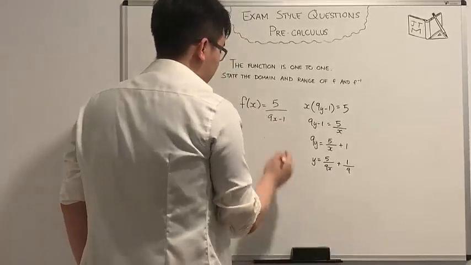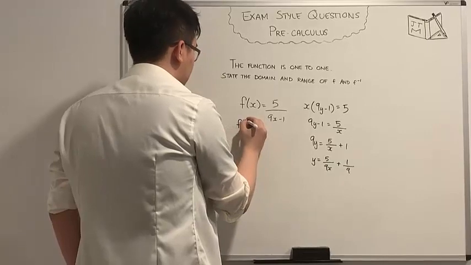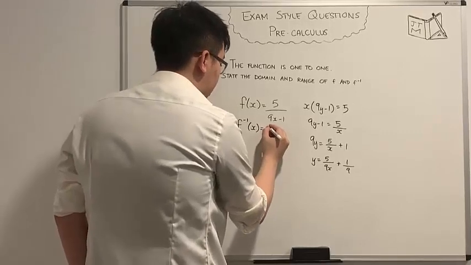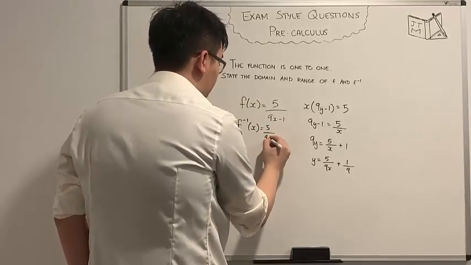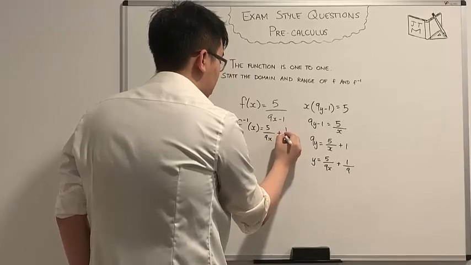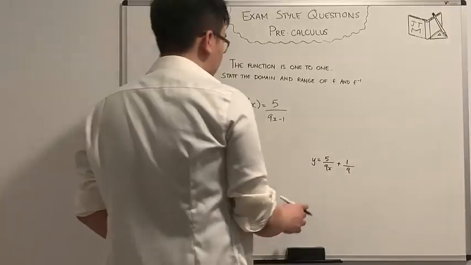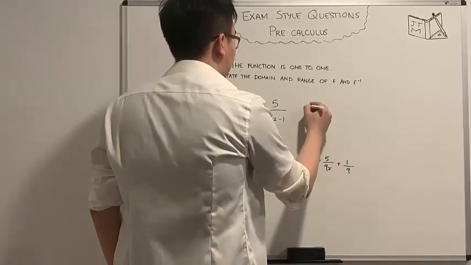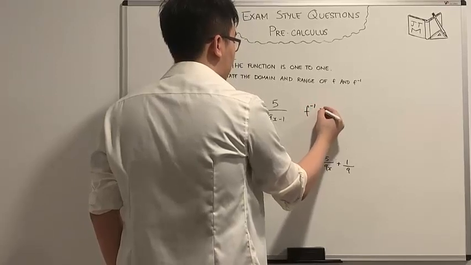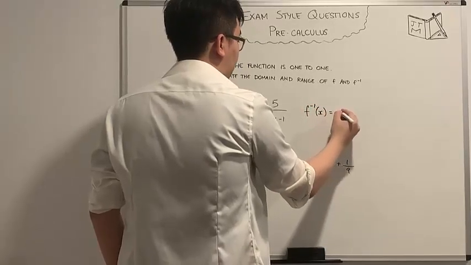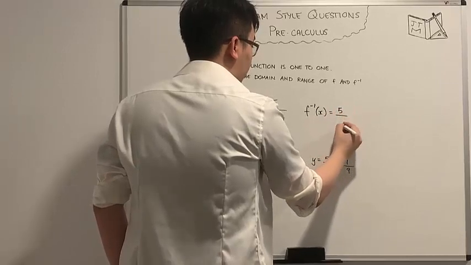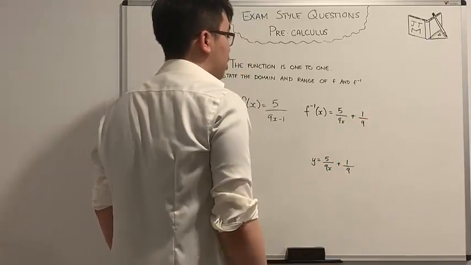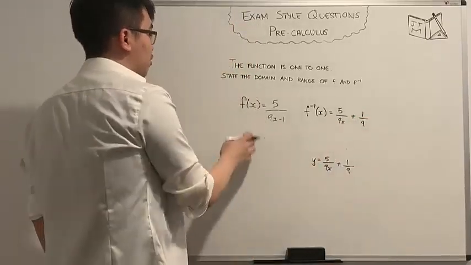So let's rewrite that down here. We're going to have the inverse function. The notation is f to the minus 1 of x equals 5 over 9x plus 1 over 9. We've successfully found our inverse function, so let's rewrite that. The notation is going to be f to the minus 1 of x, and we rewrite the entire thing: 5 over 9x plus 1 over 9. And this is our inverse function and our original function.